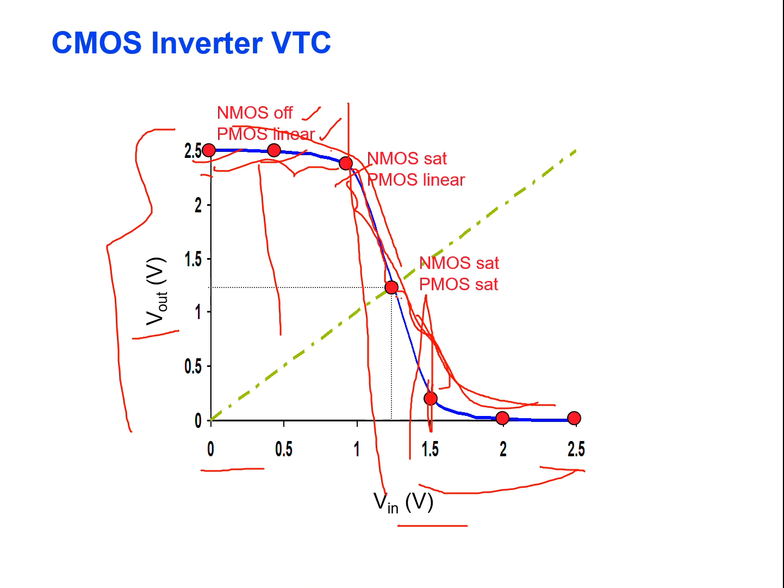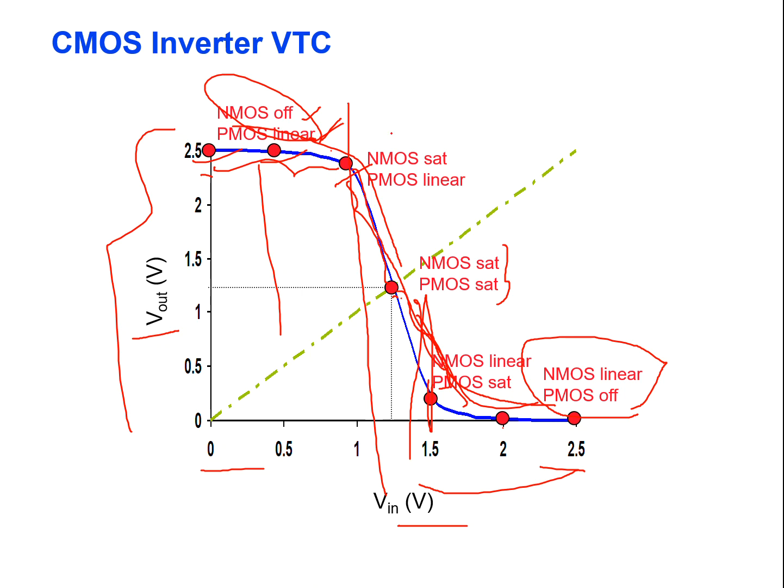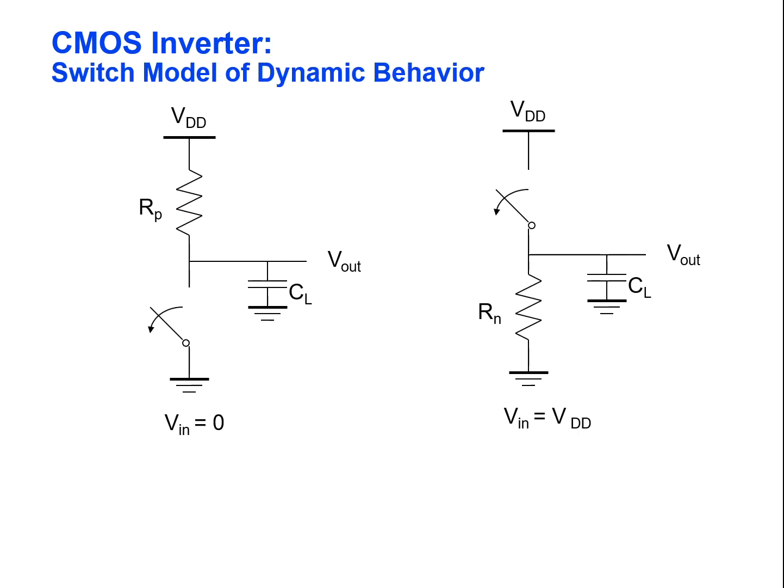After this, at this middle point your NMOS is in saturation and PMOS is in saturation, and after this your NMOS is in linear and PMOS is in saturation. And from this point to this point, your NMOS is in linear and PMOS is in saturation. At the end, your PMOS is in off and NMOS is in linear. At the end of these two, here the PMOS is in off and here the NMOS is in off. Here the PMOS is in linear, here your NMOS is in linear. It goes on like this.